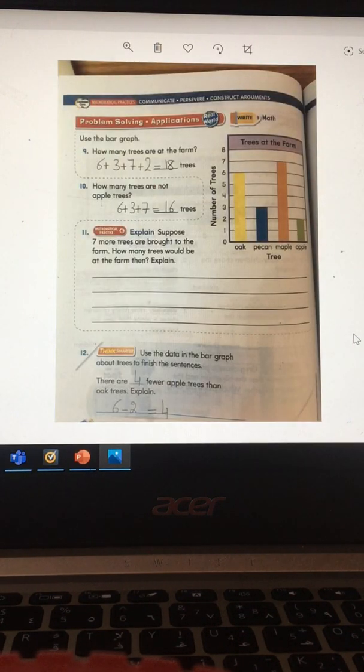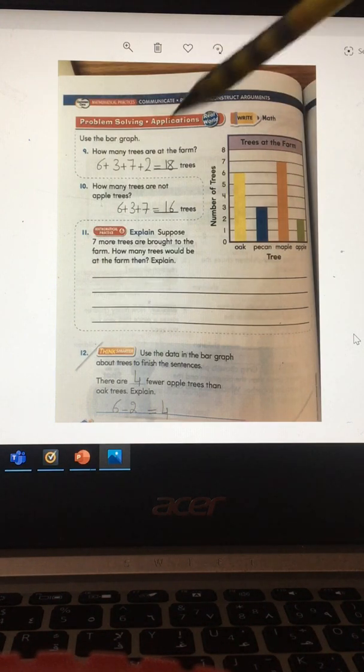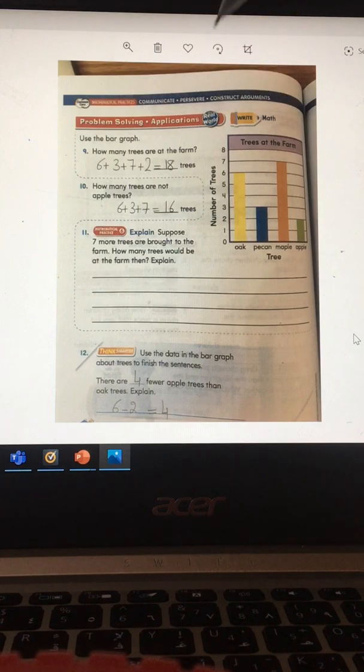Now let's move on to the last bar graph that we are going to discuss in our session today. Question number 9. The bar graph is about trees at the farm. Let's answer the questions related to this bar graph. Question number 9. How many trees are at the farm? He is asking me about the total number of trees in the farm.